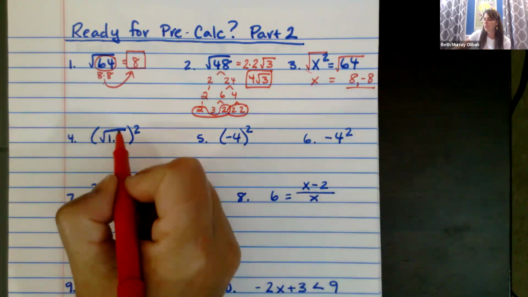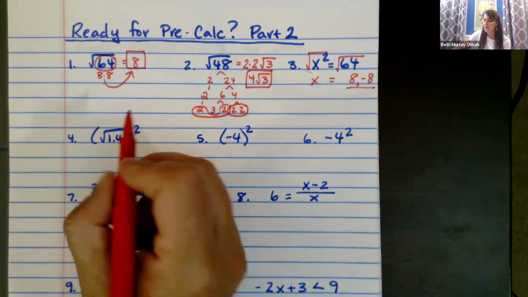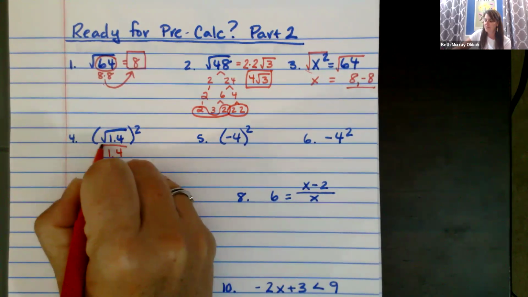All right, number 4, I'm just pointing out that if you have a square root and you square it, they really just cancel each other out.